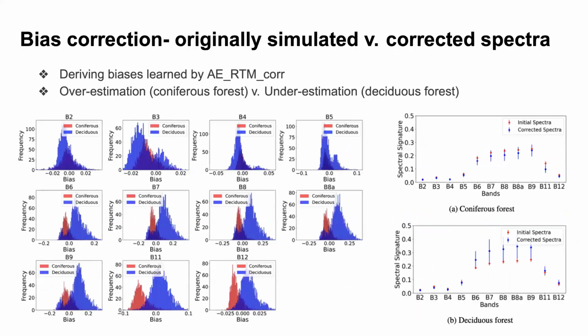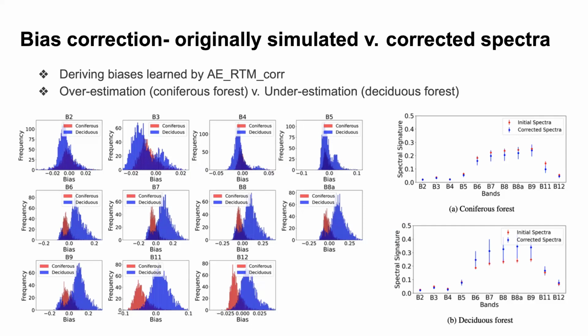And also we look into how the bias works exactly by comparing the originally simulated spectra with the corrected spectra. To do so, we use the variables learned by our model as input to the RTM to get the originally simulated spectra. Then we subtract the corrected spectra from the originally simulated spectra to derive the bias.